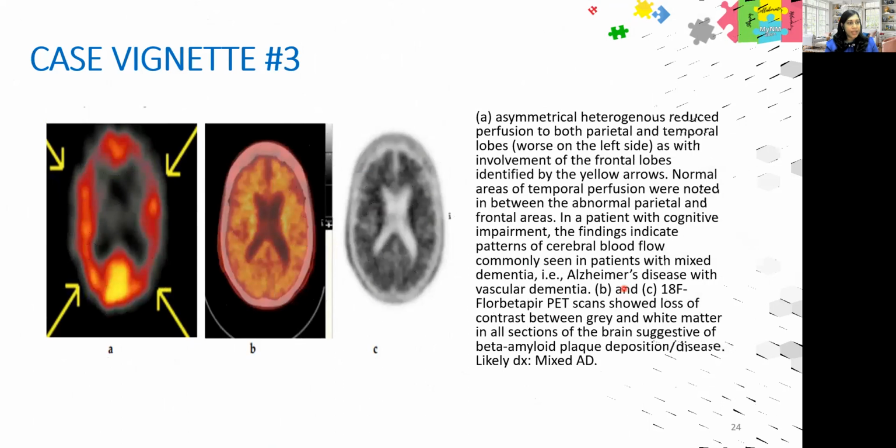Yes, this patient had asymmetrical, heterogeneous, reduced perfusion in both parietal and temporal lobes that were worse on the left side. And there were normal areas of temporal perfusion noted in between the abnormal parietal and frontal regions. Some preserved areas. And these findings indicate patterns of cerebral blood flow commonly seen in patients with mixed dementia, which is Alzheimer's disease along with vascular dementia. This patient had significant beta amyloid deposition in the cerebral cortexes, and the diagnosis was mixed dementia.